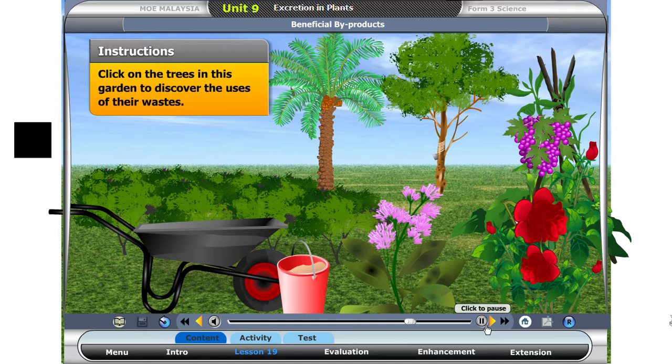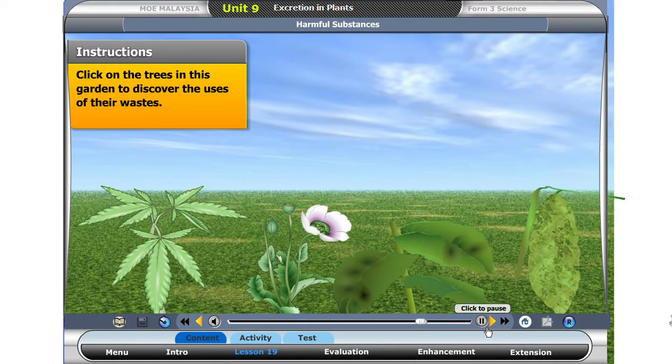Some even have medicinal properties. Click on the trees in this garden to discover the uses of their wastes. Byproducts of plants can also be toxic. Some toxic byproducts can be used to cure ailments. Unfortunately, people can also abuse these byproducts of plants.